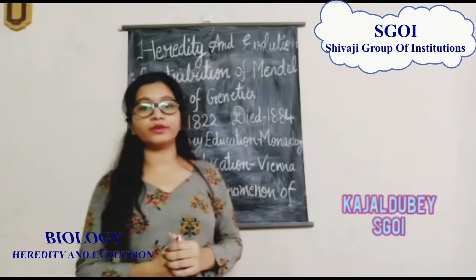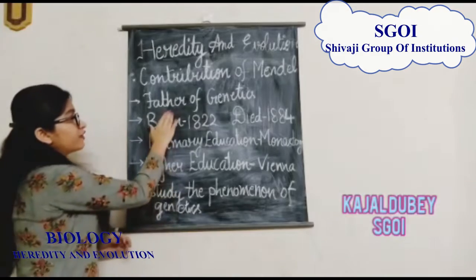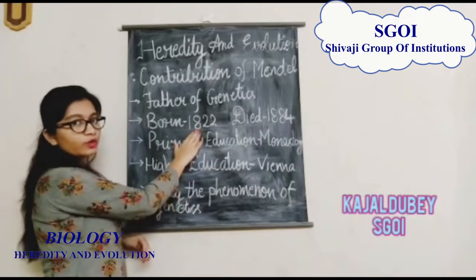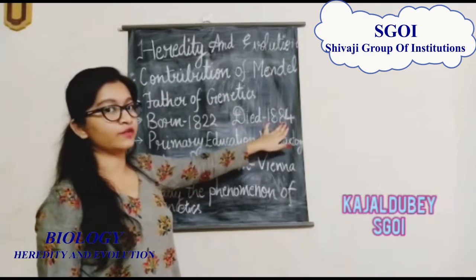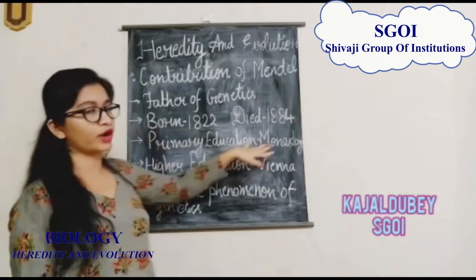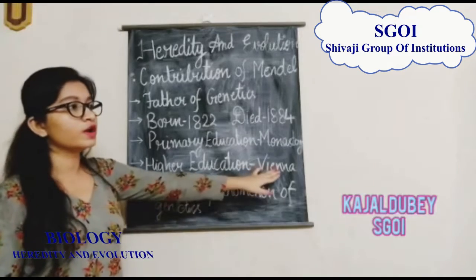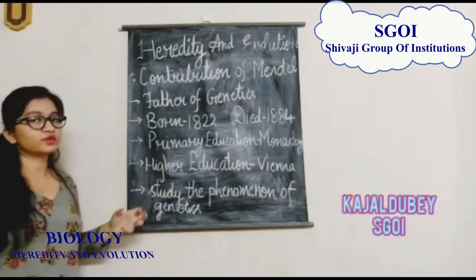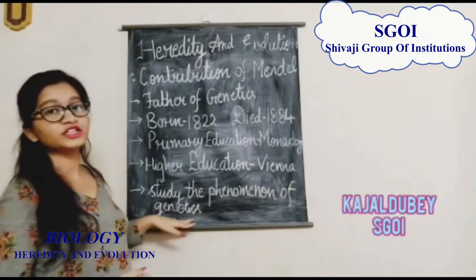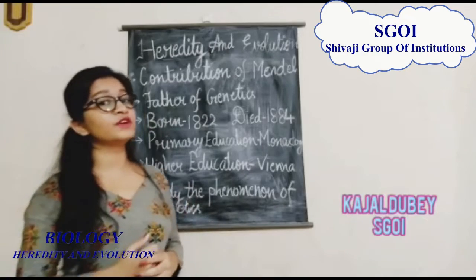The next topic is the contribution of Mendel. Mendel is also known as the father of genetics. He was born in 1822 and died in 1884. He obtained his primary education in a monastery and higher education at the University of Vienna. He demonstrated various experiments to study the phenomenon of genetics. That is the reason that he is known as the father of genetics.